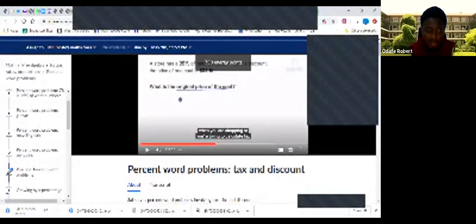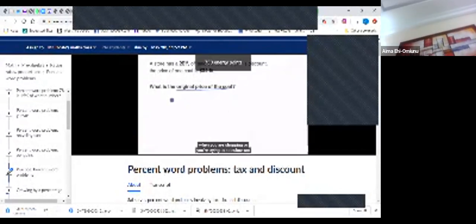$43.12. Okay, let's find out if you are correct. Now listen. You're trying to calculate tax or you're buying something. Think about this. Can you figure out the original price of the coat?